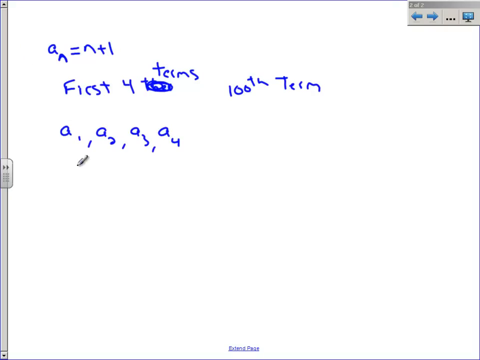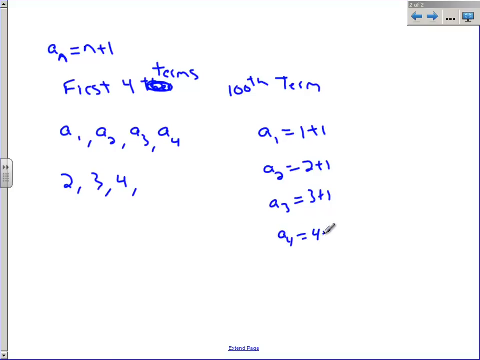A sub 1 would equal, you plug in the 1 for n, 1 plus 1. Well, that's 2. And then a sub 2 would be n plus 1, where your n is the little subscript. That's 2 plus 1, and that would be 3. A sub 3 is 3 plus 1, which is 4. And a sub 4 is 4 plus 1, which is 5. There's the first 4 terms. We start with 1, because that's the first natural number, and you plug it in for n, and you figure out what that is.